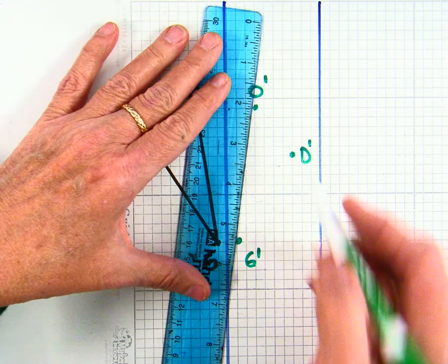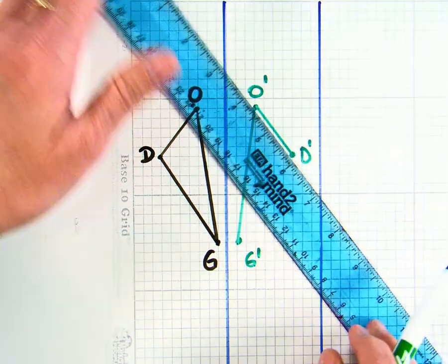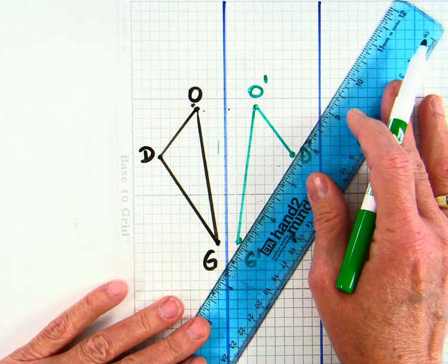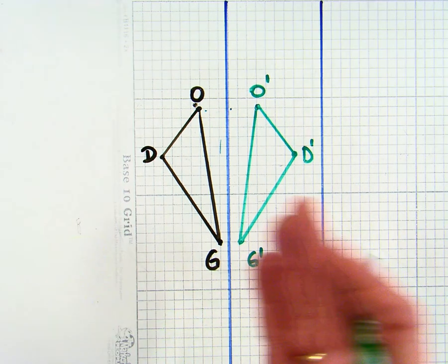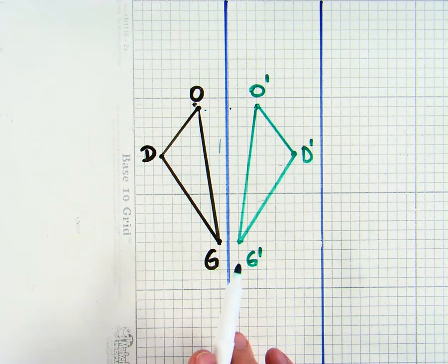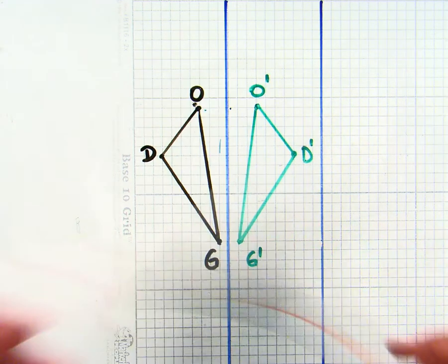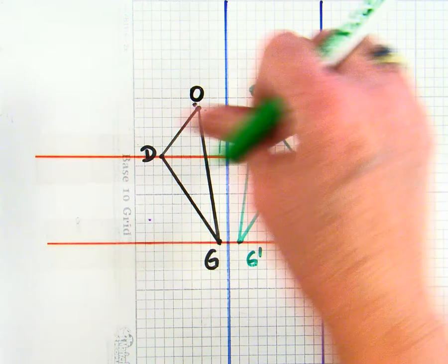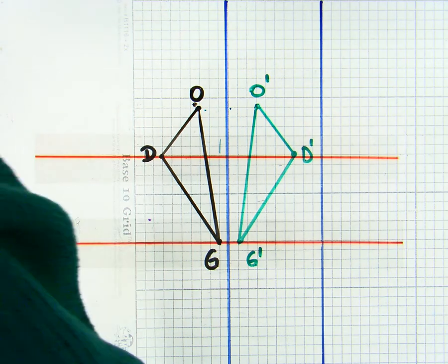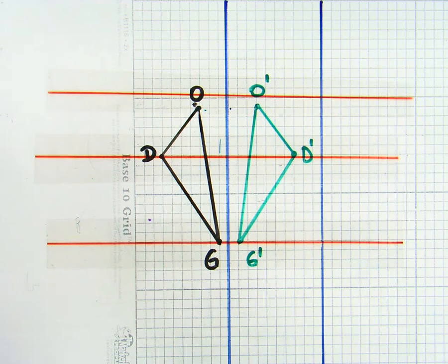We'll make dog prime, there we go. After we've made dog prime, we can see that it looks like a reflection. We can see the lines of sight which go along here. They're perpendicular to the mirror line, and they're parallel to each other, as is usual in reflections.